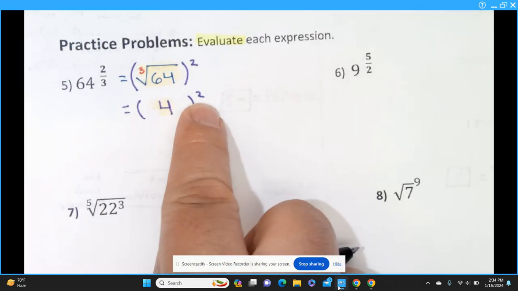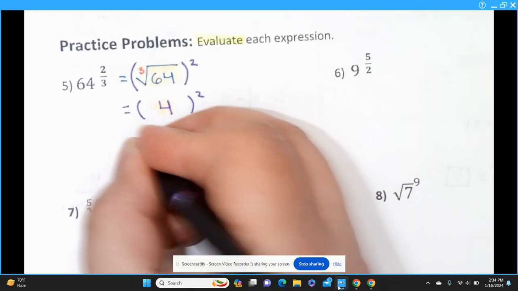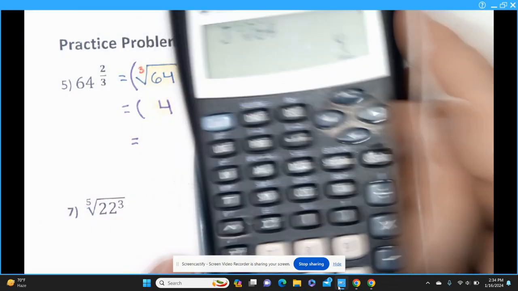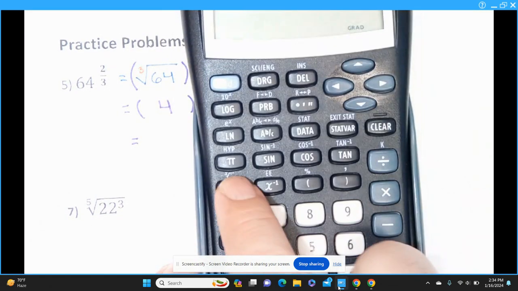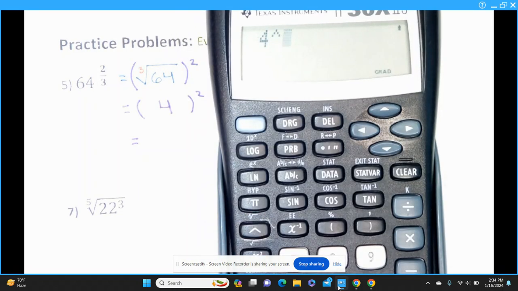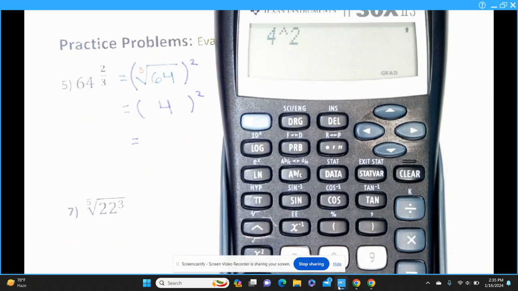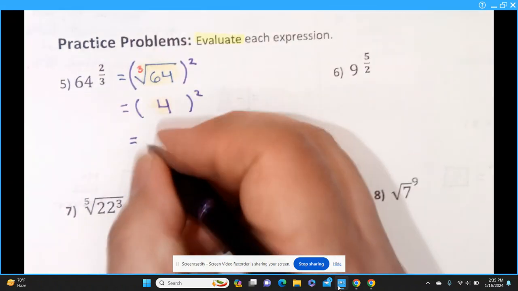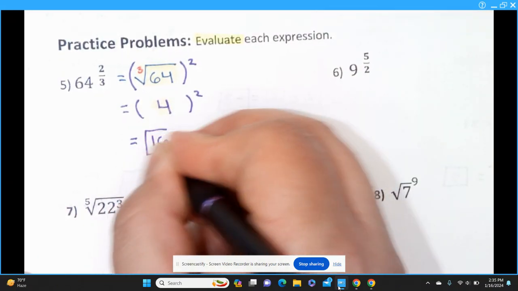Well, now it says give it a power of 2. So I can do that on the calculator. Now I can just use the caret symbol. I can go 4, power, regular power of 2. And there it is, 16. And just like that, we're done.